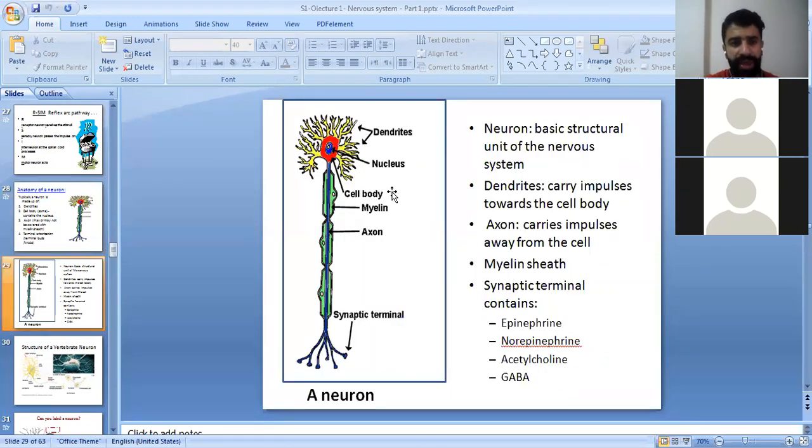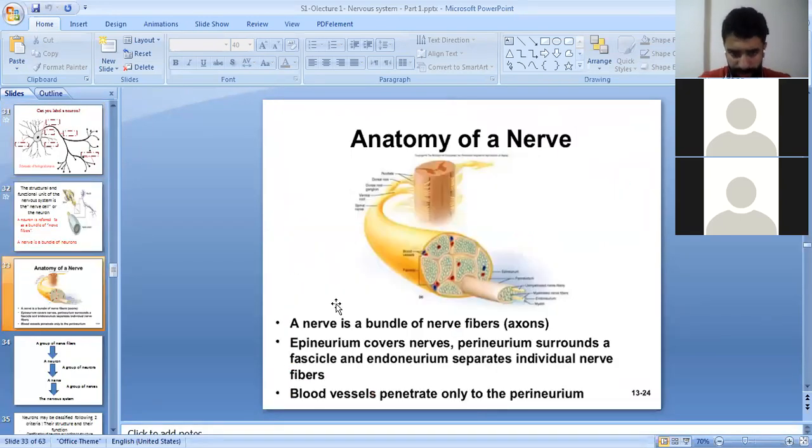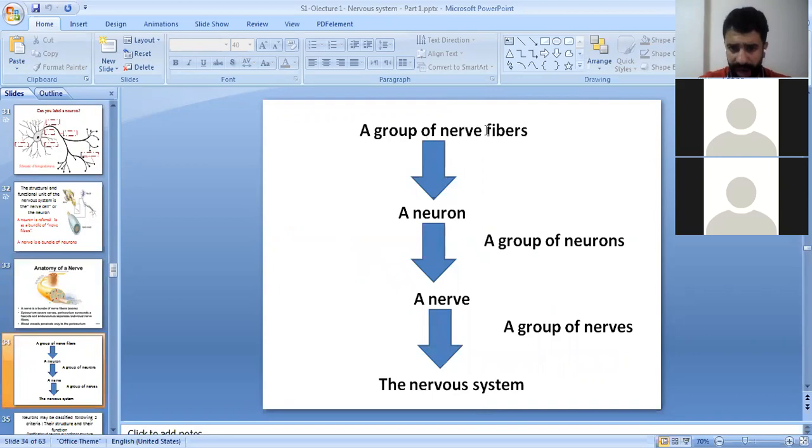This is the figure and the labeling of a neuron. You have to know it. We have dendrites, the hair-like structures. They carry impulses and messages toward the cell body. Axon carries it away from the cell. Myelin sheath has a role in acceleration of the nervous message. This is an important slide. A neuron is formed from a group of nerve fibers. A group of neurons gives a nerve. A group of nerves gives what is known as the nervous system.